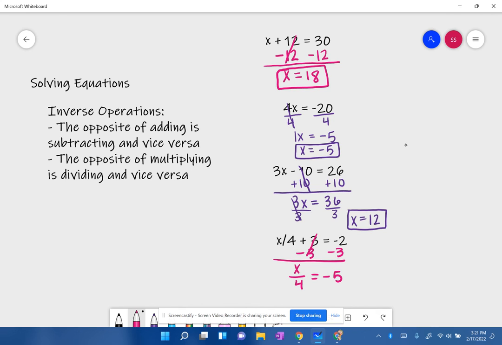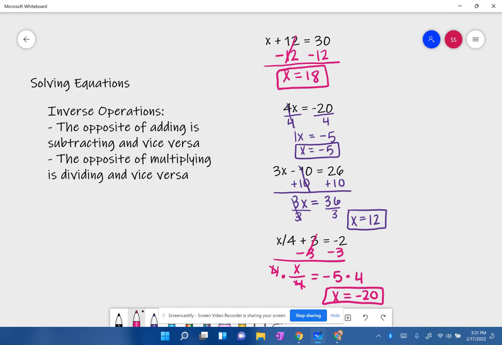And now the opposite of dividing by 4 is multiplying by 4. We multiply by 4, that cancels out the denominator of 4. So we need to multiply the right side by 4. So that leaves us with x equals negative 20.